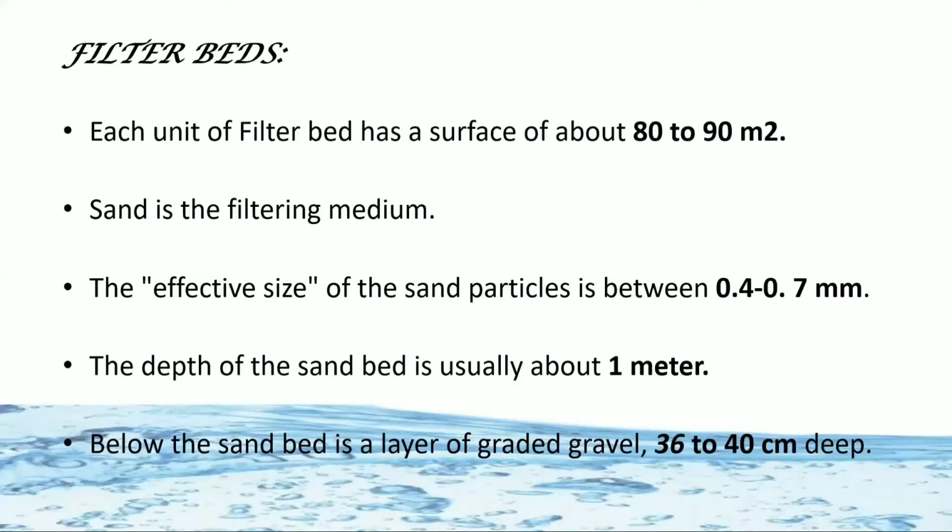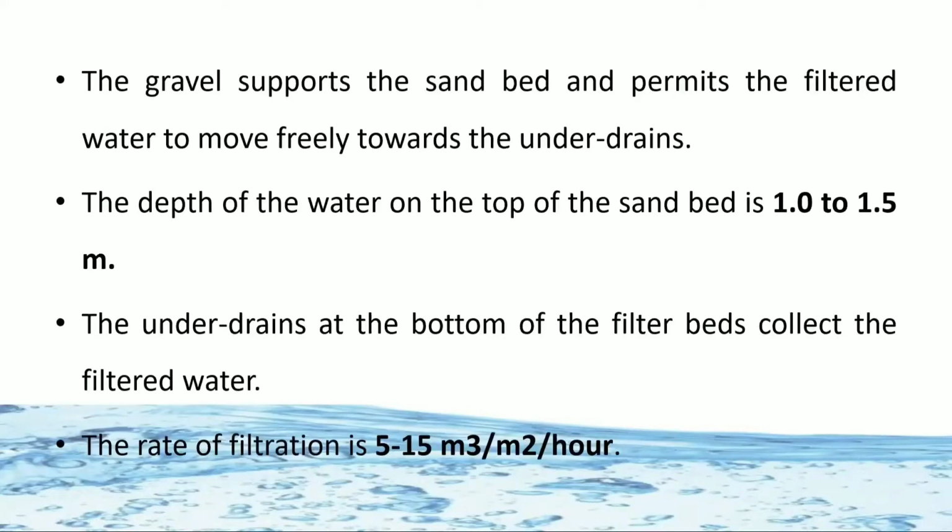Below the sand bed, there is a layer of graded gravel that is 36 to 40 centimeters deep. Means the sand bed has fine sand, medium sand, coarse sand, and after that graded, larger gravel. This gravel supports the sand bed and also permits the filtered water to move freely towards the underdrains. It also stops the back pressure of the water. The depth of water on top of the sand bed is 1 to 1.5 meters.